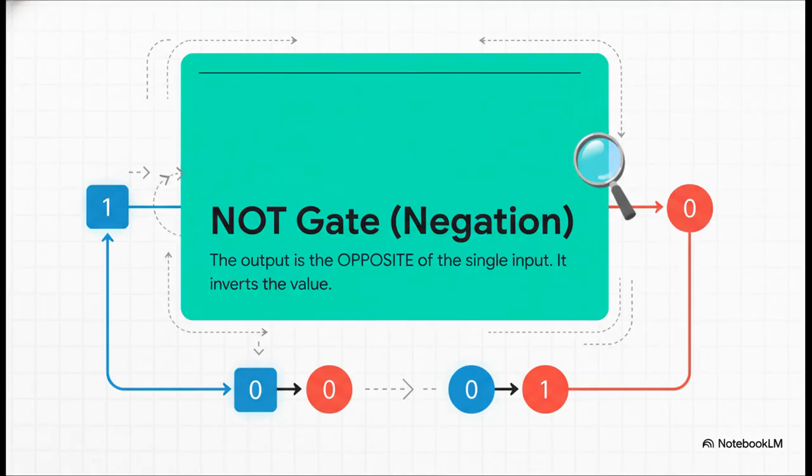And finally, the NOT gate. This one's the easiest of the bunch for sure. It only has one job. It takes a single input and just flips it. That's it. You give it a 1, it spits out a 0. You give it a 0, you get a 1. People often call it an inverter because it inverts the signal.